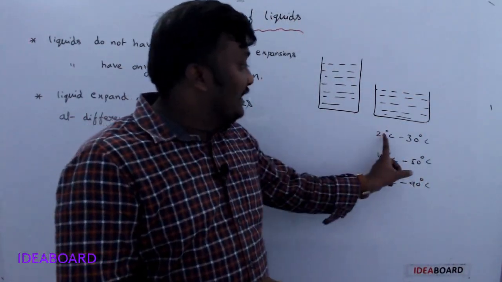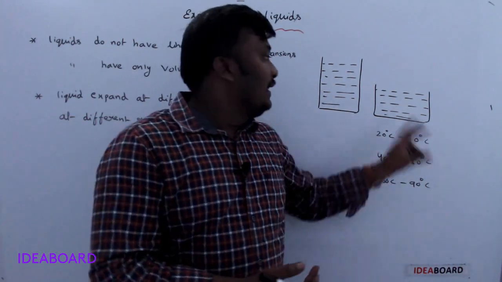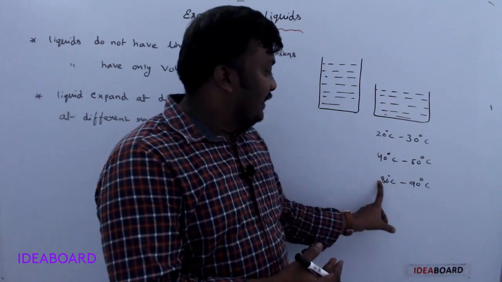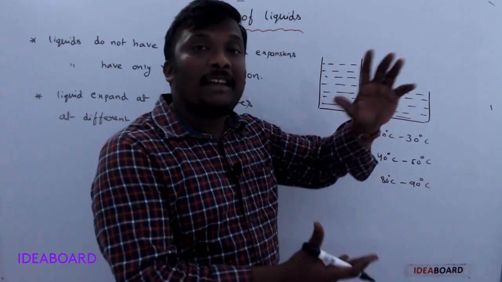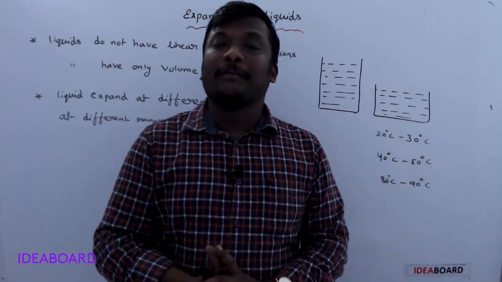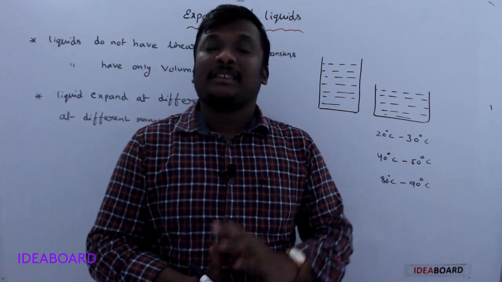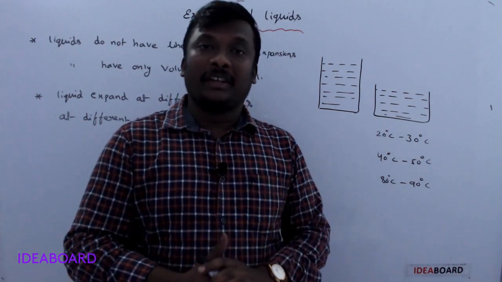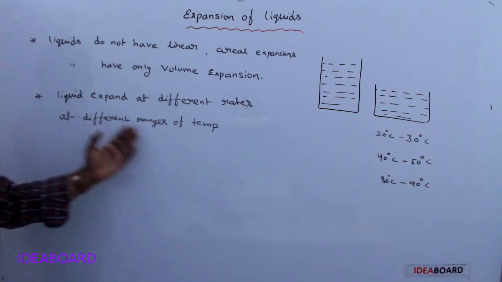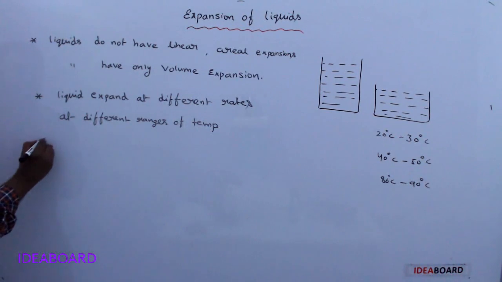Just observe, here the temperature difference is the same, but expansion of liquid is different. Understand? At the higher temperature, 80 to 90 degrees Celsius, expansion of liquid is more compared with 20 to 30. This will not be observed in solids. In solids, expansion is uniform at any temperature difference. But liquids expand at different rates at different ranges of temperature.